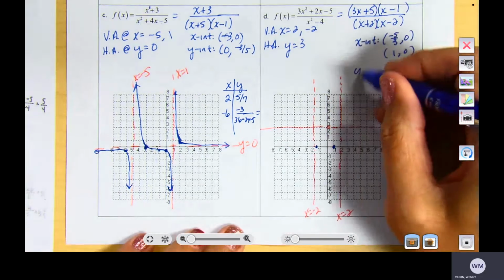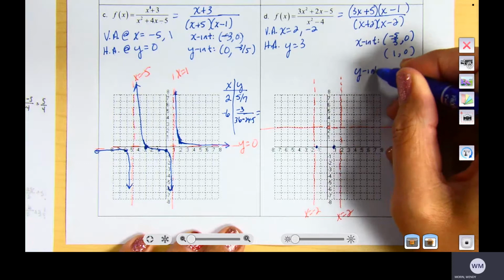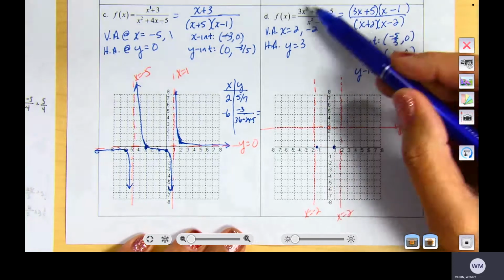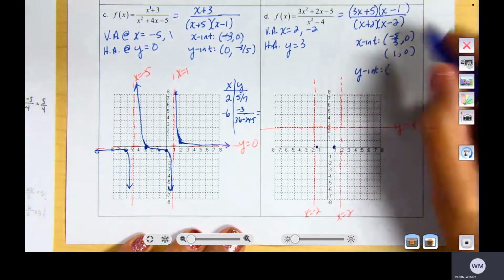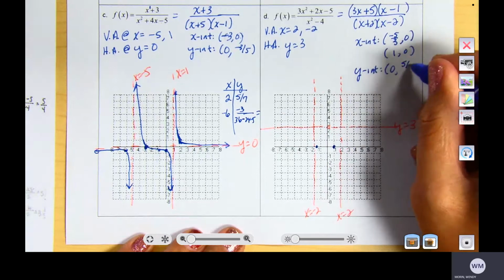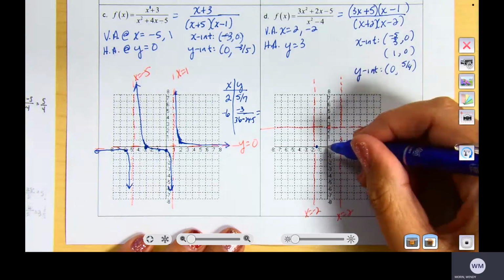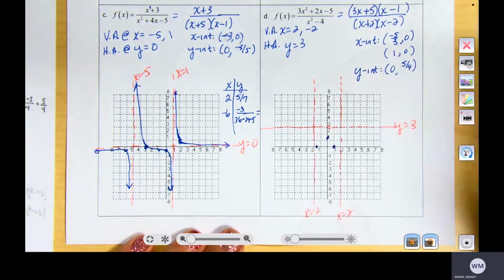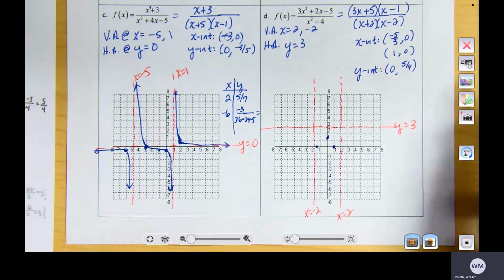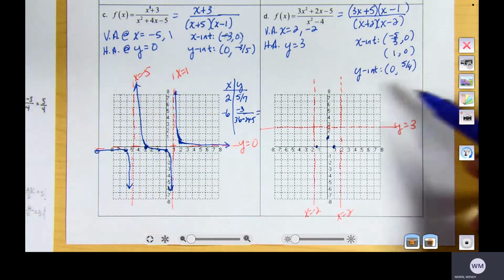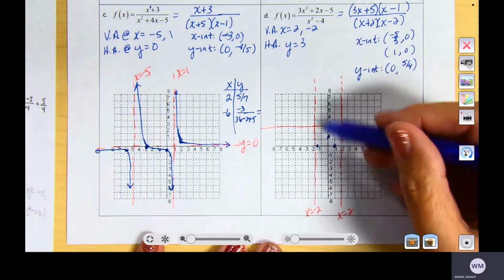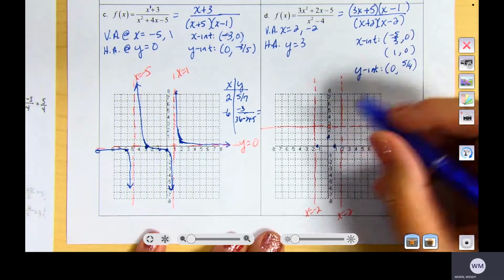Right. Y-intercept, plug in 0 for x. Again, doesn't matter which equation. -5 over -4, you get 5/4. So 1 1/4. 0, a little bit more than 1. Okay, so that kind of helps us out with the middle piece. Okay, we know that we have to go through these points and approach these asymptotes.